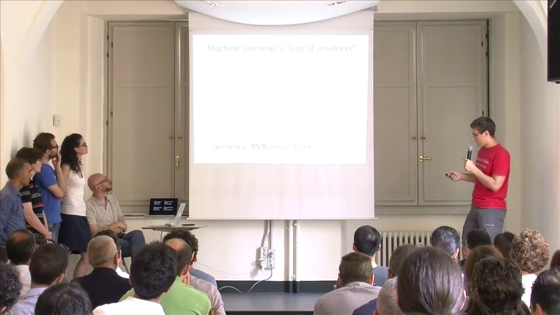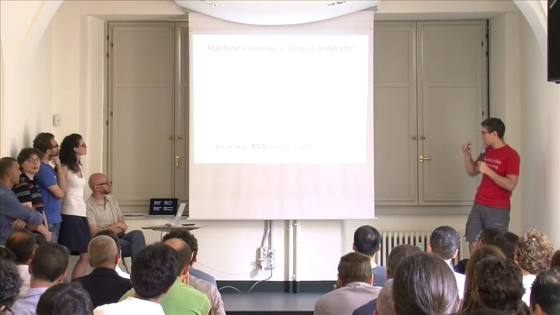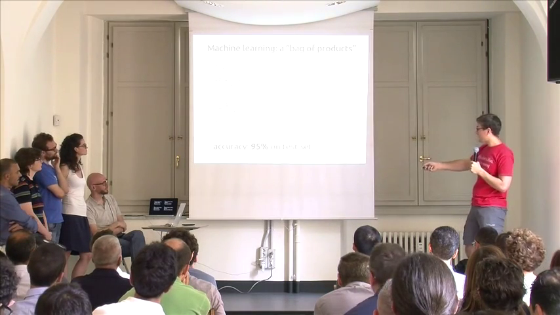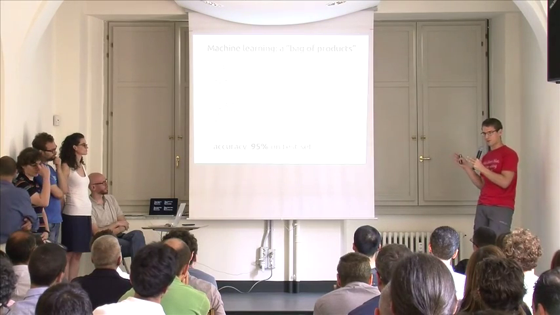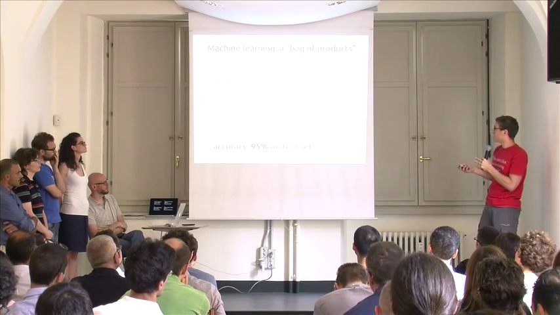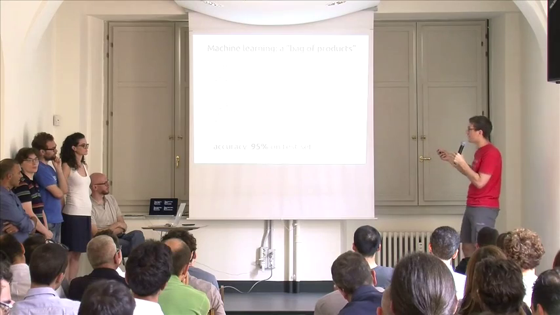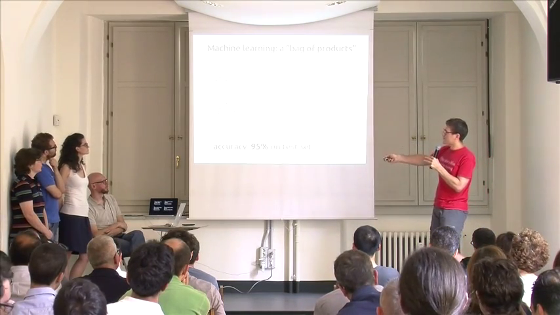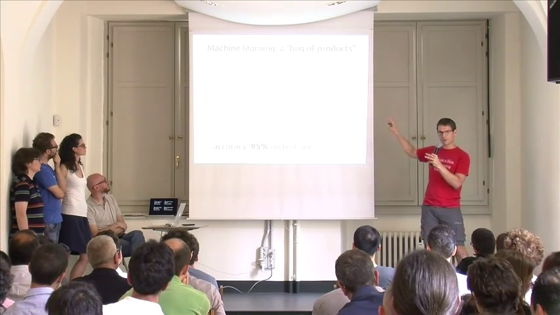When we built the model, we got 95% accuracy on the test set, which we took from a different time period than our train set, which we think is pretty good accuracy. This is the measure of AUC, area under curve, if you're interested. And these are the most important families of products for this model.